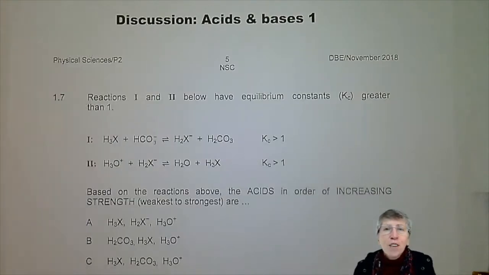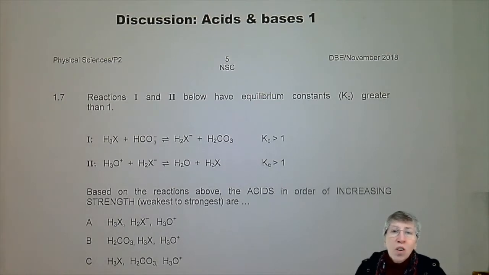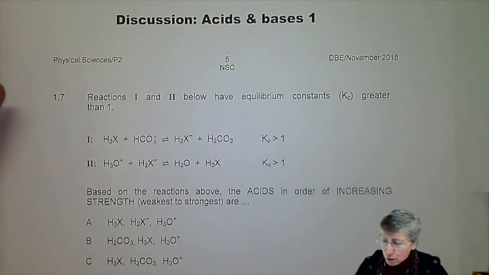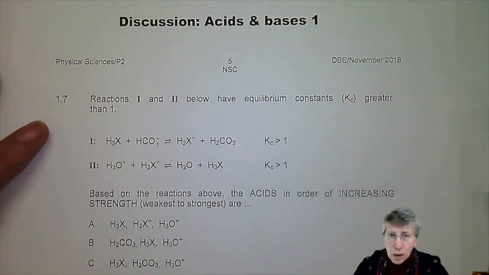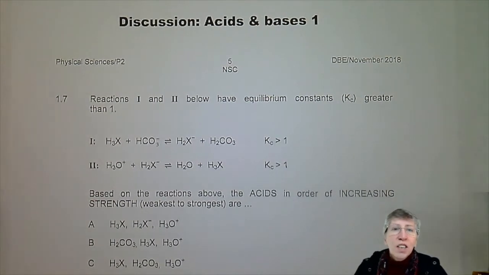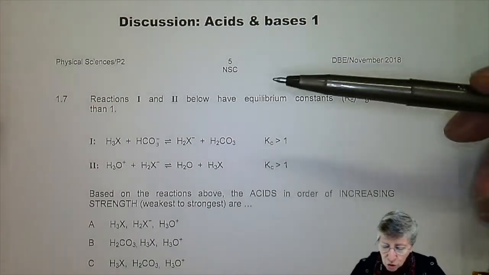So today we are going to look at questions on acids and bases. The first question is one where someone asked us to look at November 28 paper number 1.7 of the multiple choice questions. I always find multiple choice questions are very good to see if you really understand the work. It says the reaction 1 and 2 below have equilibrium constant Kc greater than 1.